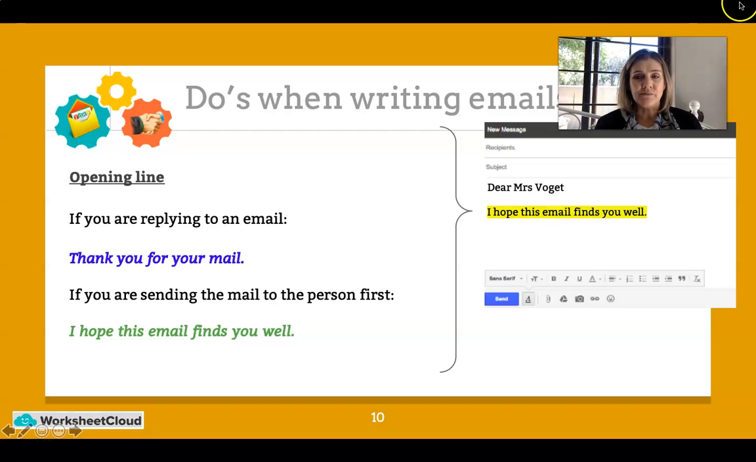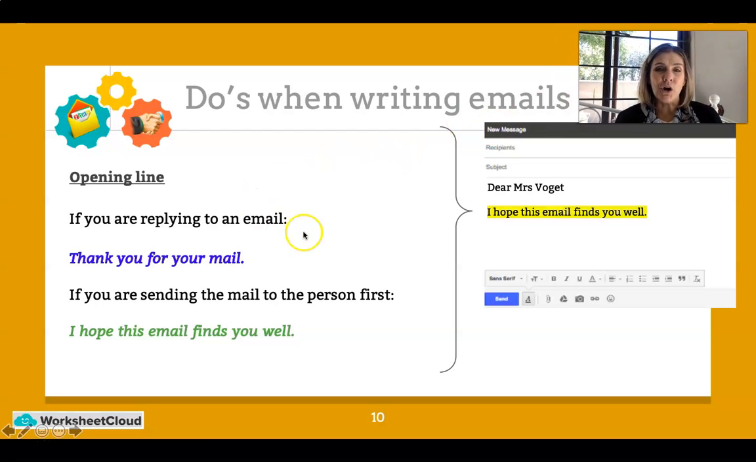Right, the next part, do's when writing an email, is your opening line. So this is almost like when you are starting your email, you want to make a good impression. It's always important to start as follows. So if you're replying to somebody, maybe your teacher sent you an email, then you would reply, thank you for your mail. So Dear Mrs. Verger, thank you for your mail. Or if you are sending the mail to the person first. So sometimes teachers, we write emails to parents or to children, start off, Dear Chad, skip a line, I trust this email finds you well, or I hope this email finds you well.